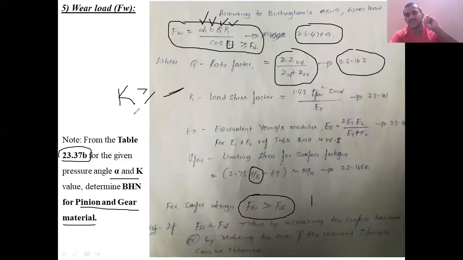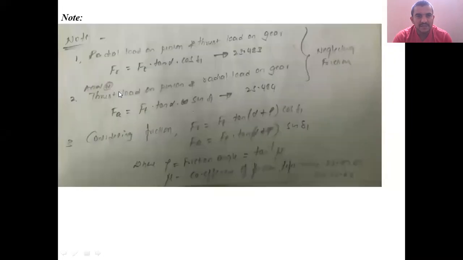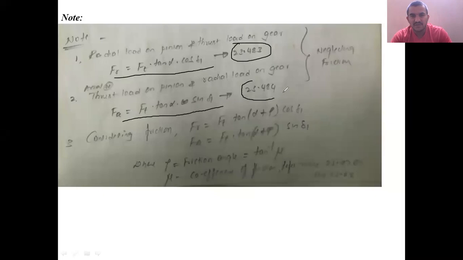So these are the 5 steps you should follow. And then after this, what are the other loads which are acting on the bevel gear? One is the radial load. The radial load is Ft into tan alpha into cos delta 1. You can directly refer to the equation number 23.48. Another one is the axial load. That is equation 23.49. Now here we're neglecting the friction.